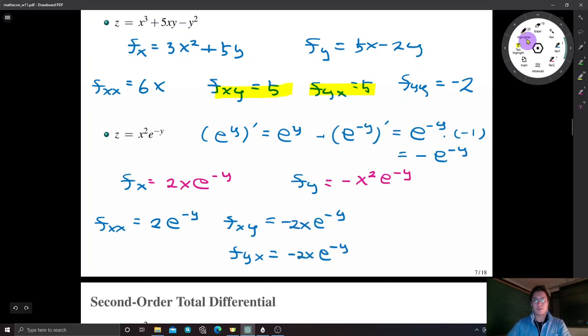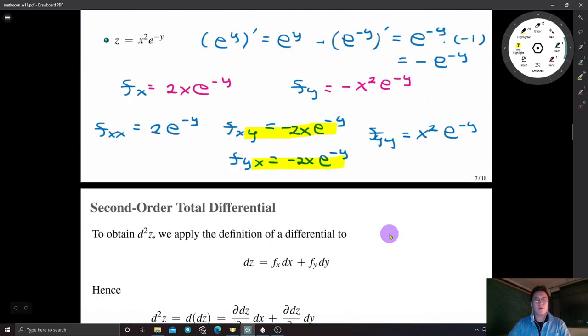So once again, these two are equal to each other. They have the same expressions. Always, as in this class, always. So f sub yy, finally. We took the derivative one more time with respect to y. So we have one more negative sign. The only thing that changes is that we have one more negative sign, so the sign becomes positive. X squared e to the power minus y.